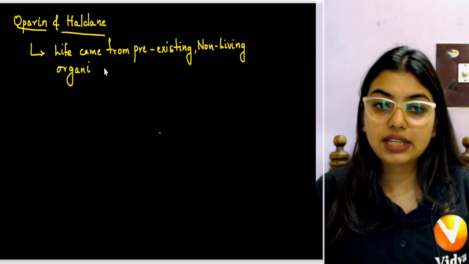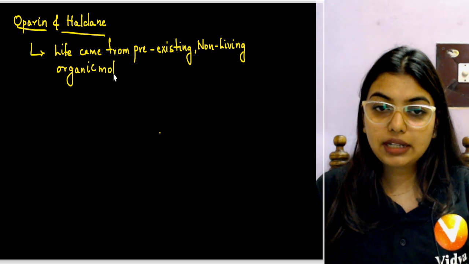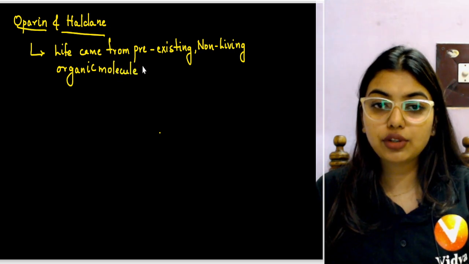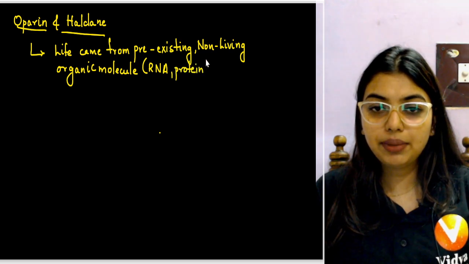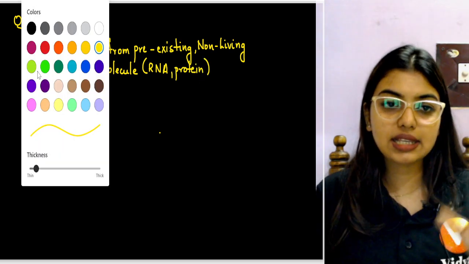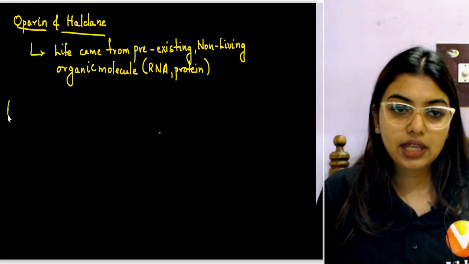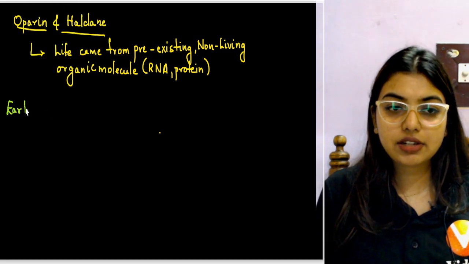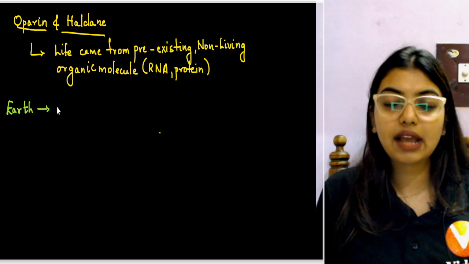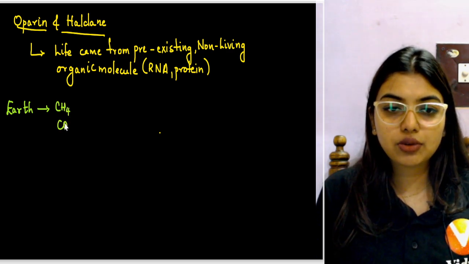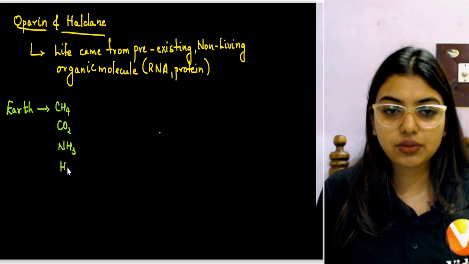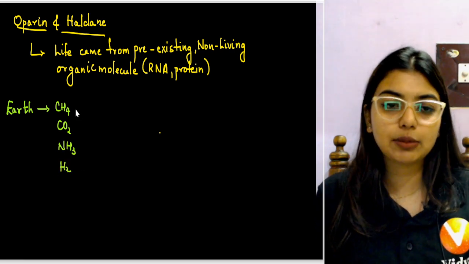So what did Louis Pasteur tell? Life came from pre-existing life. Now these people are telling this came from organic molecules like your RNA and protein. Their thought process was like this. How was our Earth then? The Earth had extreme volcanic temperatures and a reducing atmosphere. They had gases like CH4, CO2, NH3 and H2 present in the atmosphere.